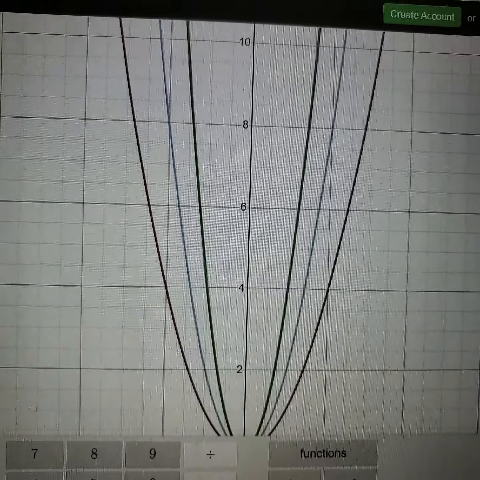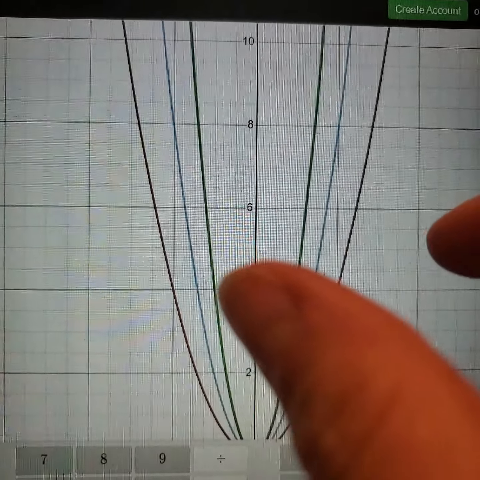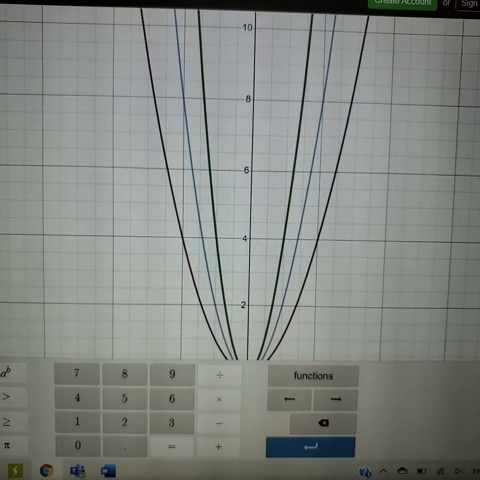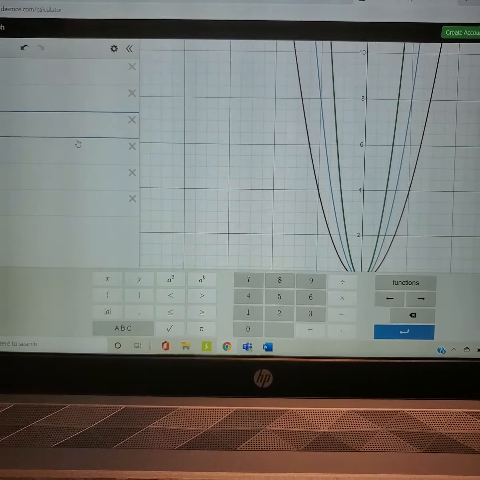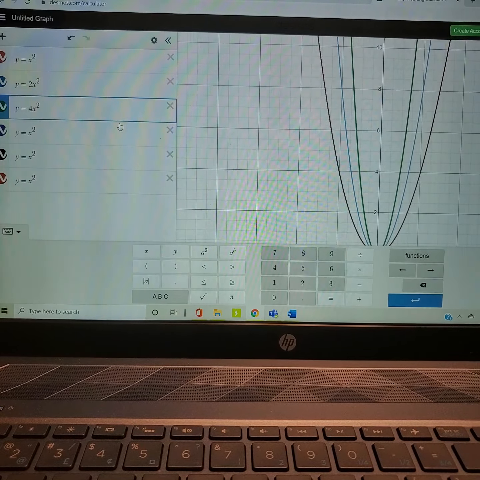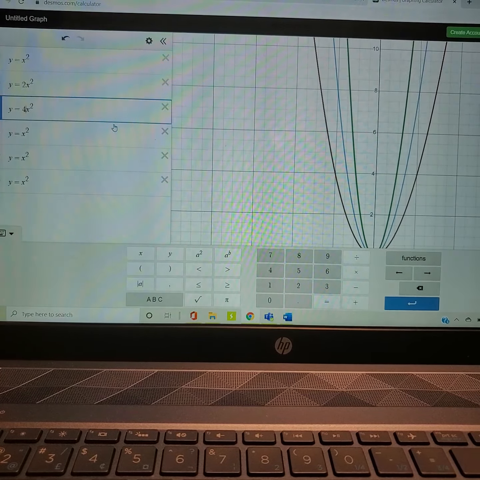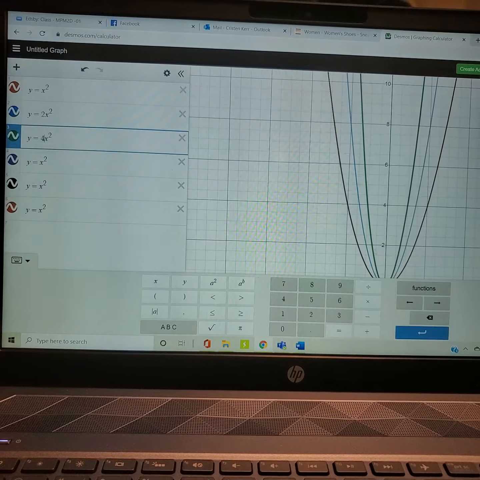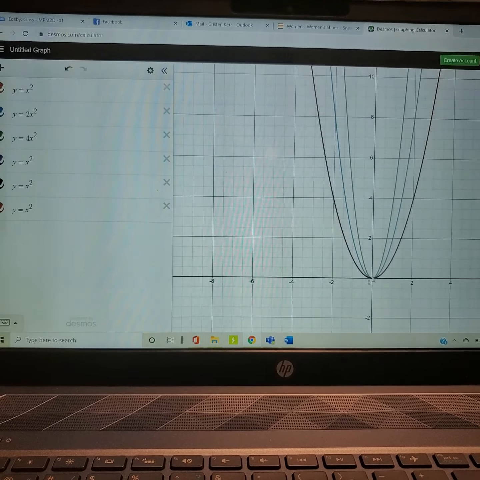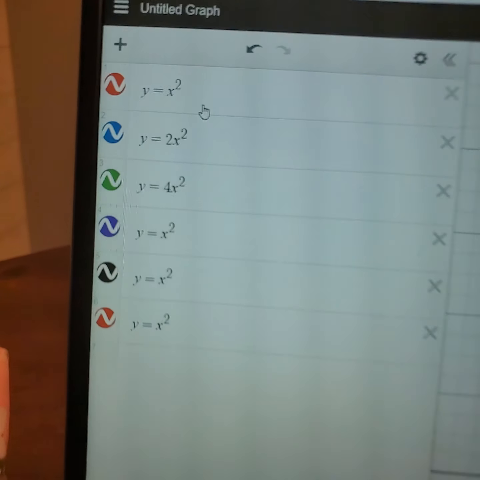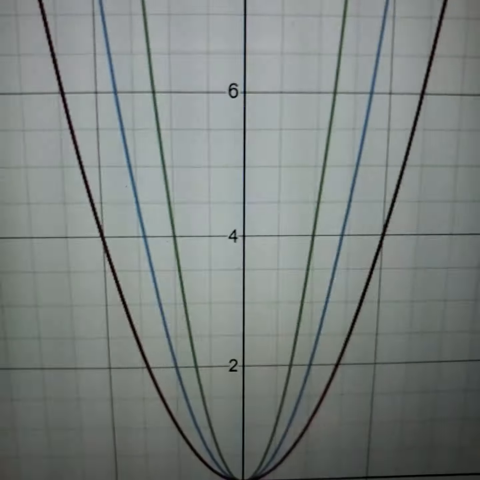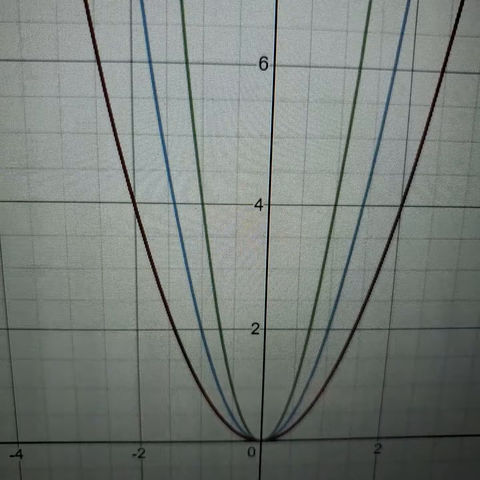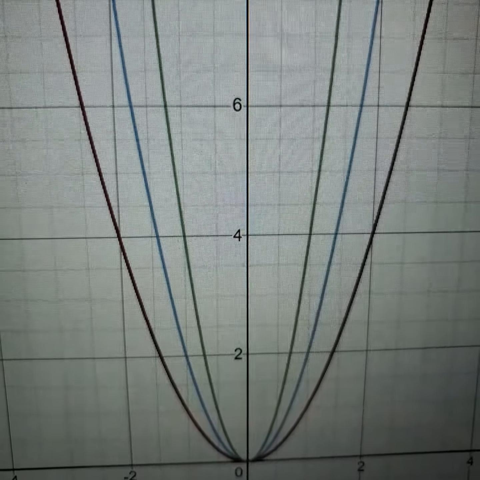Hopefully at this point you see a pattern. So y equals 2x squared got more narrow than y equals x squared, and y equals 4x squared was even more narrow than the previous two. So just something to explore here. Let me hide that. I should point out that we changed the value of a twice, and the vertex did not change. The shape of the parabola changed.